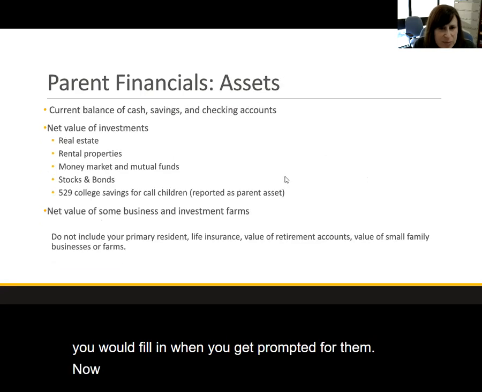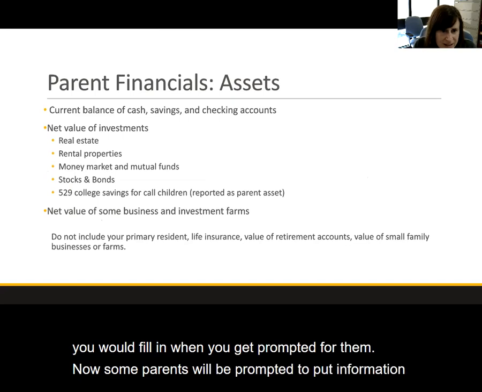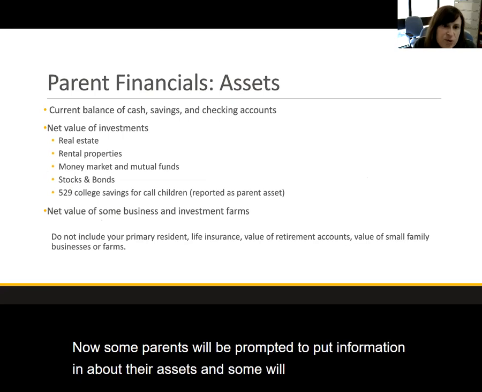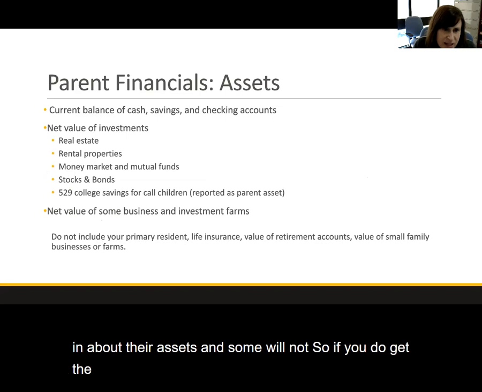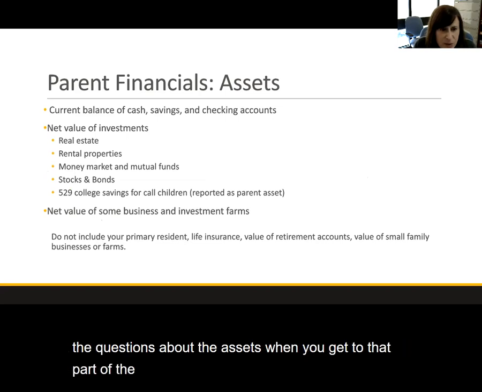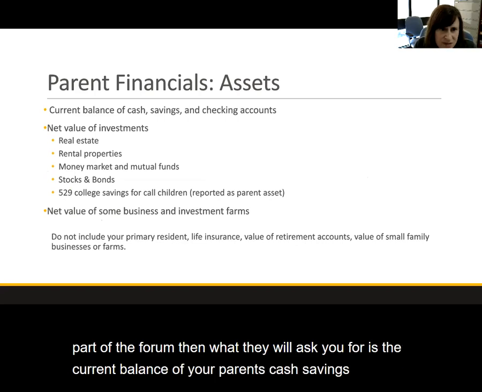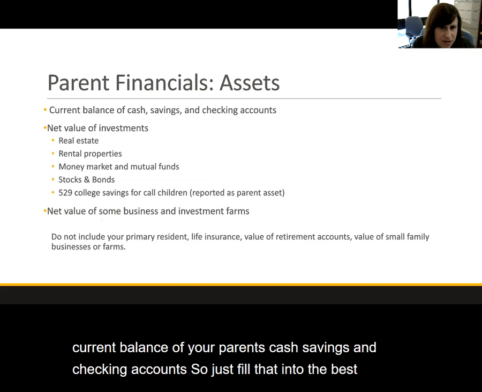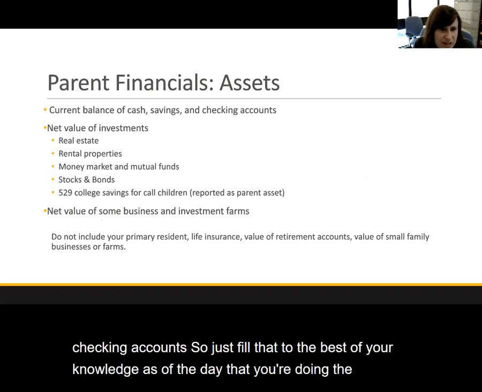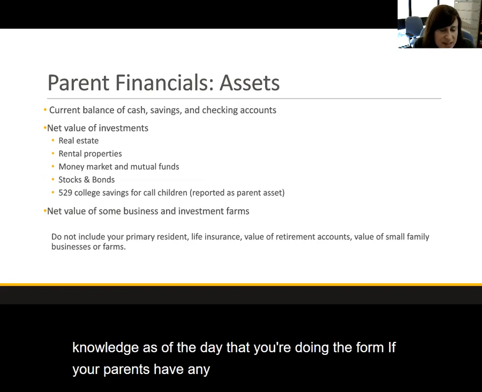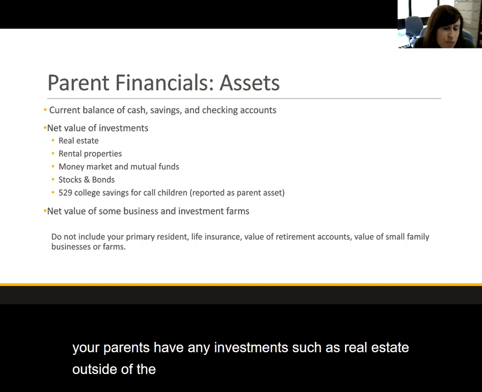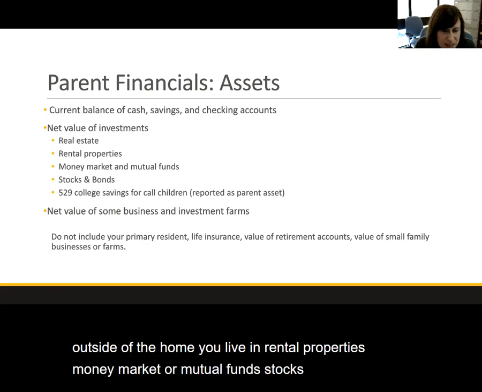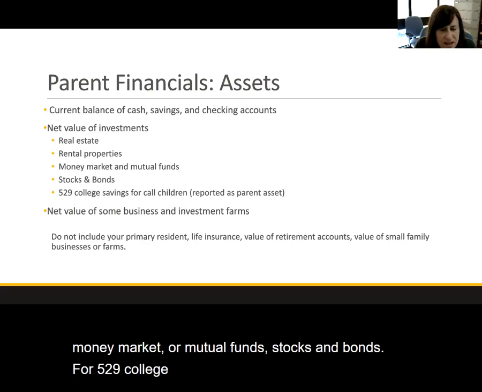Now, some parents will be prompted to put information in about their assets and some will not. If you do get the questions about the assets when you get to that part of the form, what they will ask you for is the current balance of your parents' cash savings and checking accounts. So just fill that in to the best of your knowledge as of the day that you're doing the form. If your parents have any investments such as real estate outside of the home you live in, rental properties, money market or mutual funds, stocks and bonds, or 529 college savings plans, then those would get reported here.